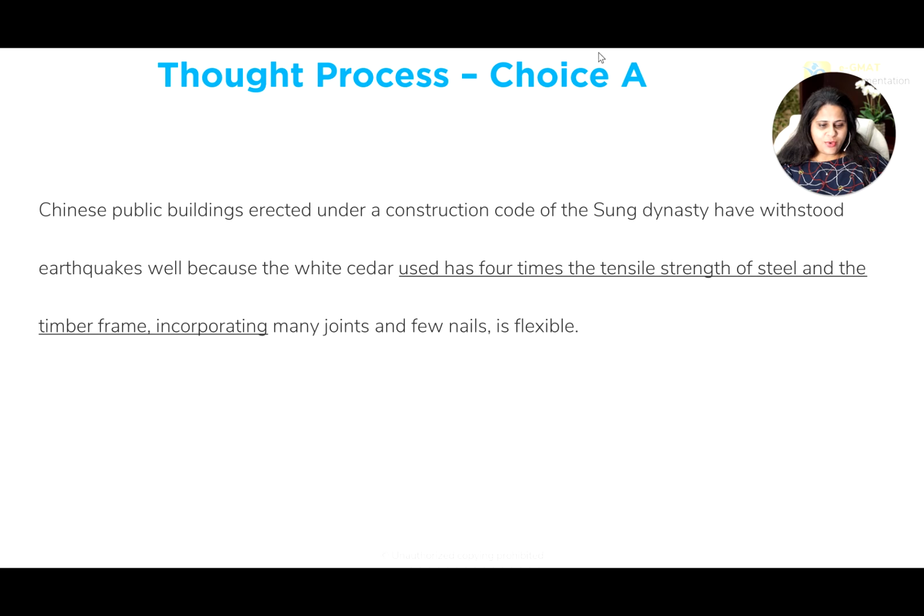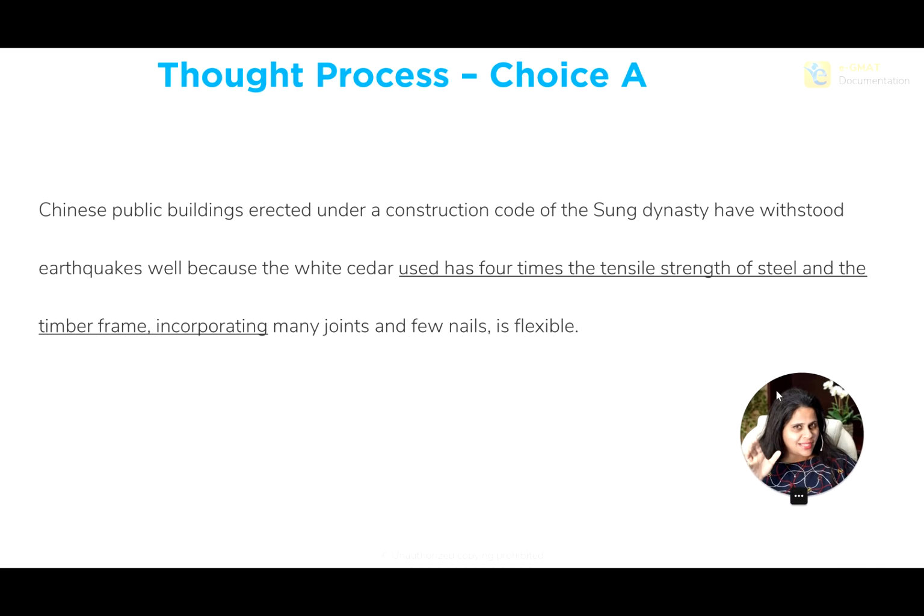Okay, so I'm going to show you a thought process. This most likely is the thought process that a number of you would have gone through while going through this question. So this is choice A, right? You have to understand the meaning of choice A. Chinese public buildings erected under a construction code of Sung dynasty have withstood earthquakes. So essentially we are saying that these specific Chinese public buildings have withstood earthquakes. Well, why? So now we have the reasoning for the presented durability of Chinese public buildings, because the white cedar used has 4 times the tensile strength of steel.